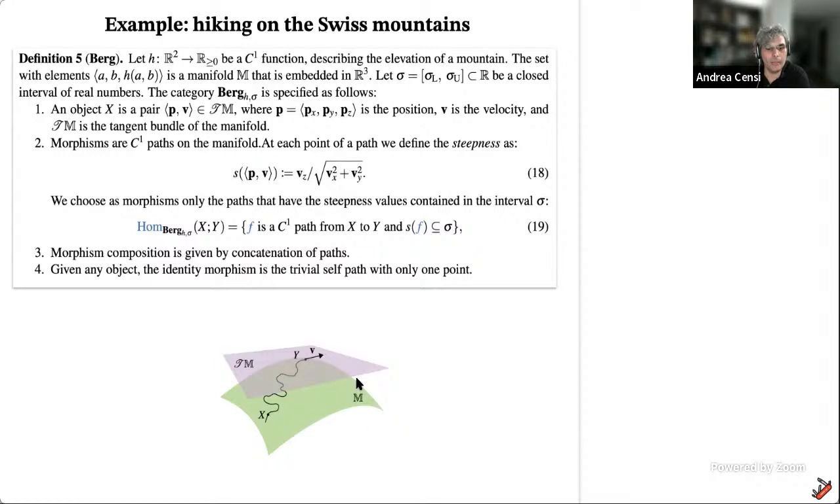I'll give you another example about hiking on the Swiss mountains. I'll define a category Berg. Berg means mountain in German. And this is just a manifold. So the objects are elements of the tangent bundle, and paths are the connection between those points. And then, for fun, we are also going to define the steepness of the path at each point, and some bounds for the steepness. And so we're going to take as morphisms only the paths that are not too steep for us.